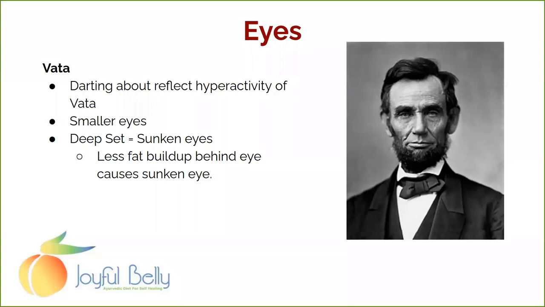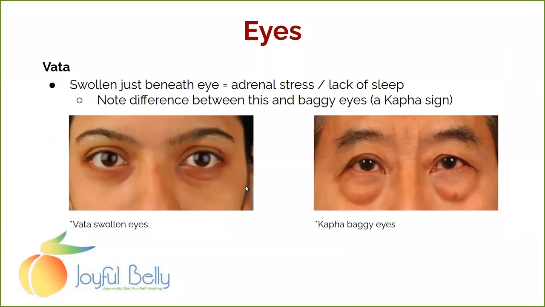Vata Kapha. So his eyes are very Vata, that smaller, deep set eye. Because why are the eyes deep set? Because there's less fat buildup behind the eye.